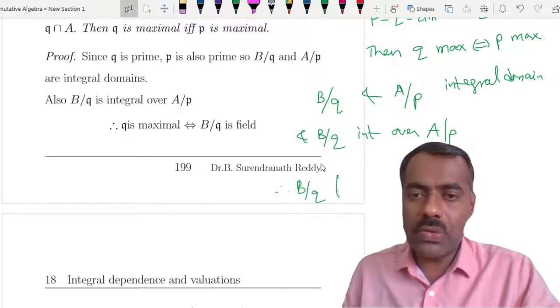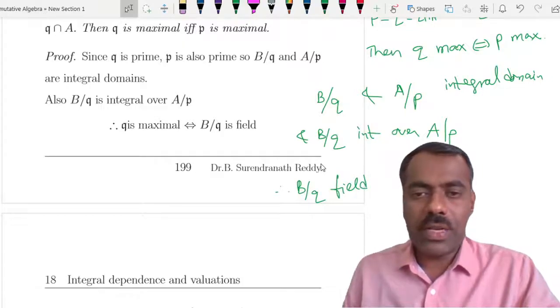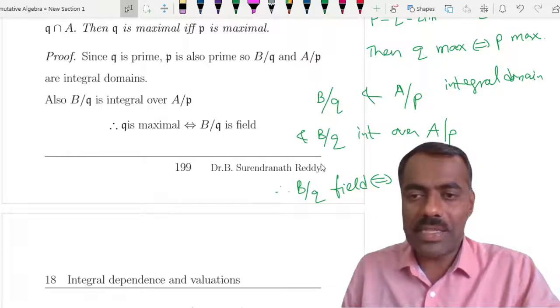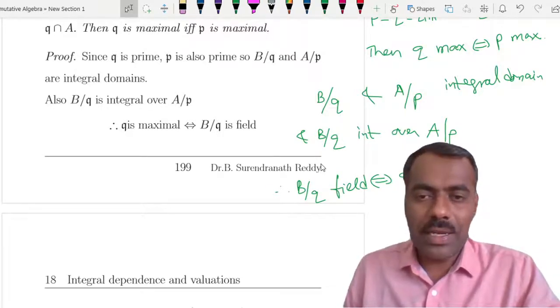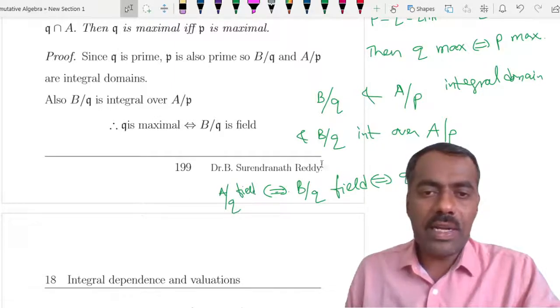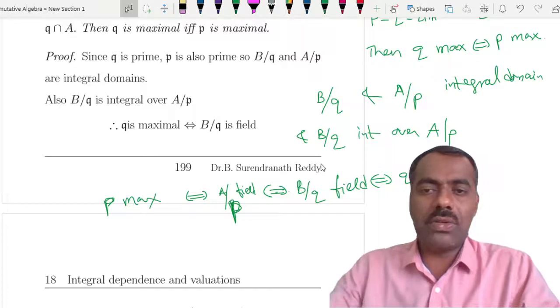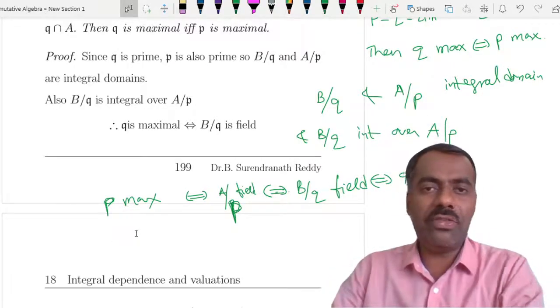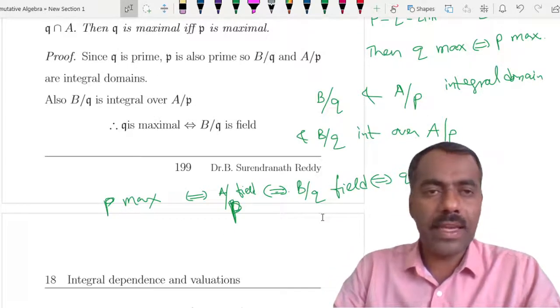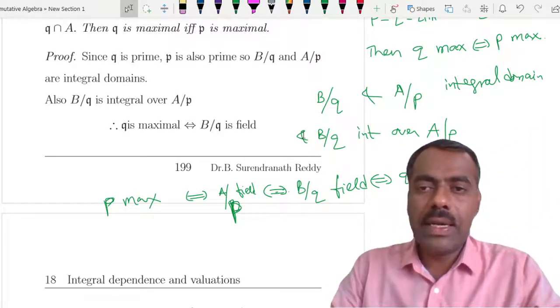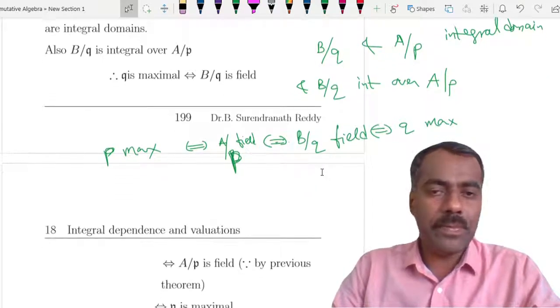So B over Q is a field if and only if Q is maximal, right? But B over Q is a field if and only if A over P is a field, and A over P is a field if and only if P is maximal. So that is what we want to prove: Q is maximal if and only if P is maximal. Okay, right. So the idea is that instead of playing with B over A, we are playing with B over Q over A over P, right?